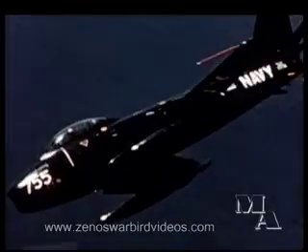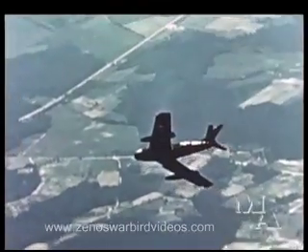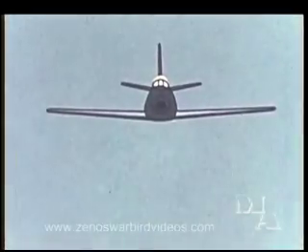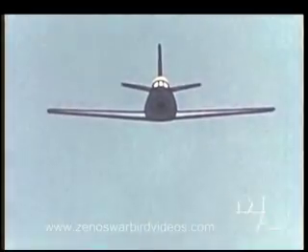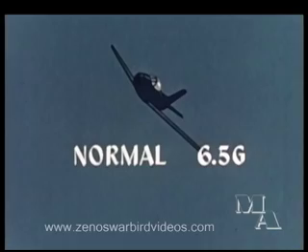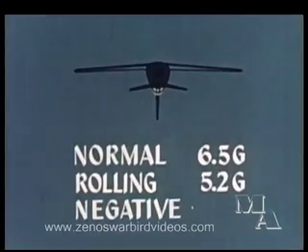A discussion of flight capabilities would be incomplete without an explanation of G limits. With empty tanks or with a clean airplane, G limits are identical. The red line in normal pull-ups is 6.5 G. In rolling pull-ups, the limit is reduced to 5.2 G. And negative limit is minus 3 G.